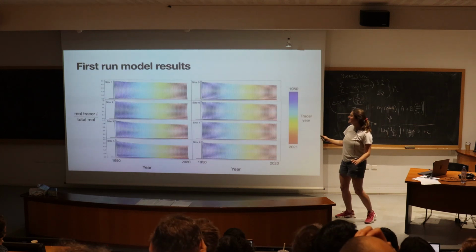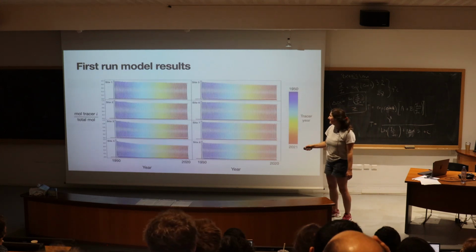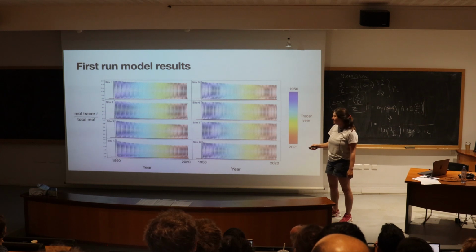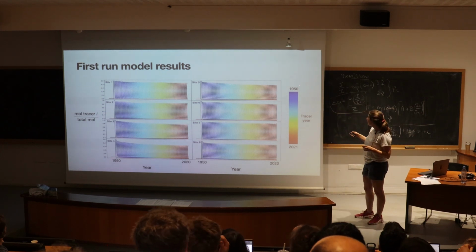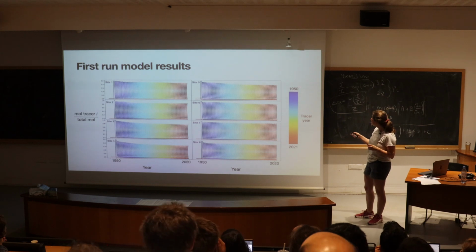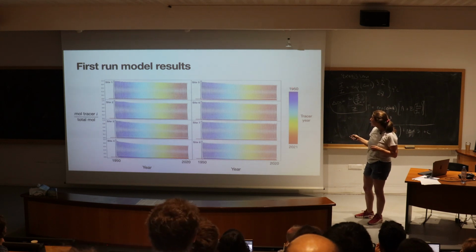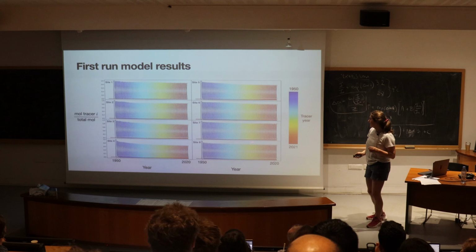And so this is a crazy slide, but basically here on the y-axis we have that proportion of water from each year over the total amount of water. And so each color of the rainbow is a different year. And blue is 1950 and red is 2021.